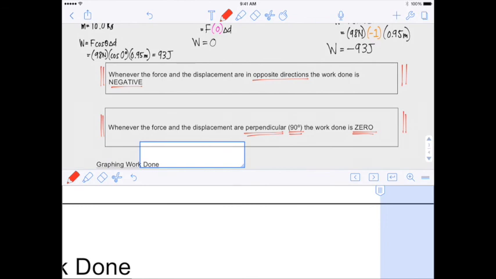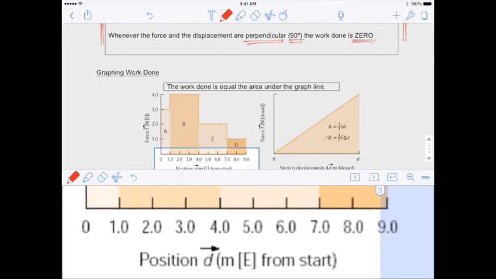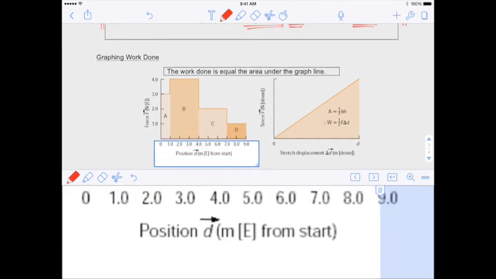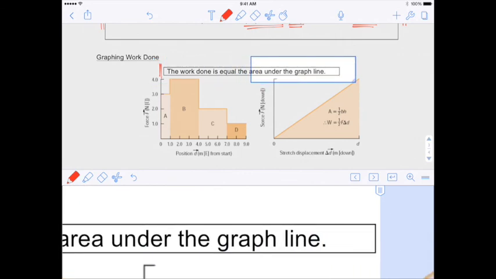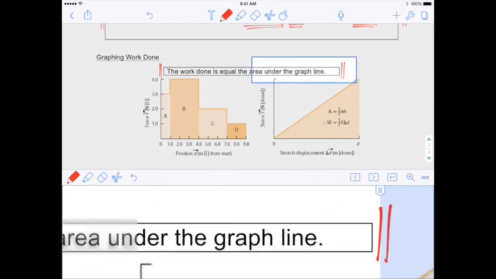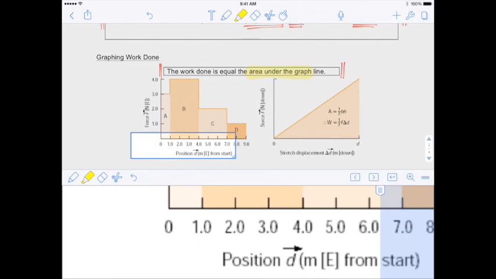There's another way we can calculate work. We can calculate work from a graph. If we have a force versus displacement graph, we can calculate the work done. We have one such example where we're applying different forces over different distances. We've labeled these intervals A, B, C, and D. In order to find the work done, the work is equal to the area under the graph. So you can calculate the work done in each of these intervals.